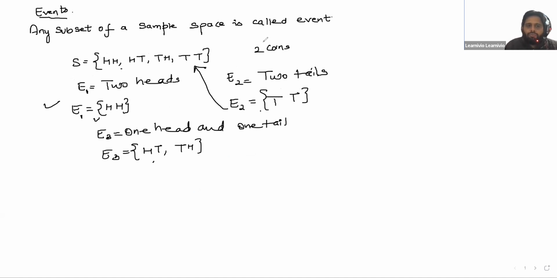Okay, I will explain what an event is. An event is a subset of a sample space. For example, if we have this sample space, HH, HT, TH, TT, and in this we form an event and say that the event is two heads, then what is the outcome? The event is HH. So this is a subset of the sample space. That's why the definition of an event is: a subset of the sample space is called an event.